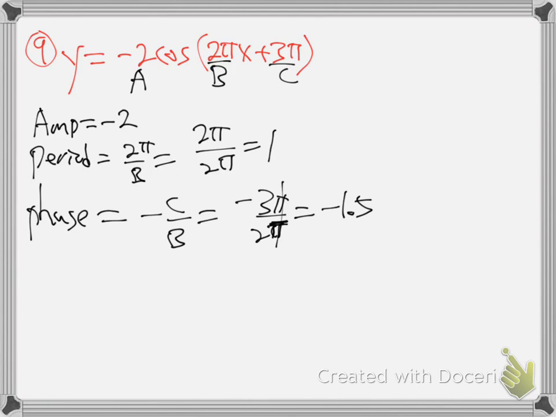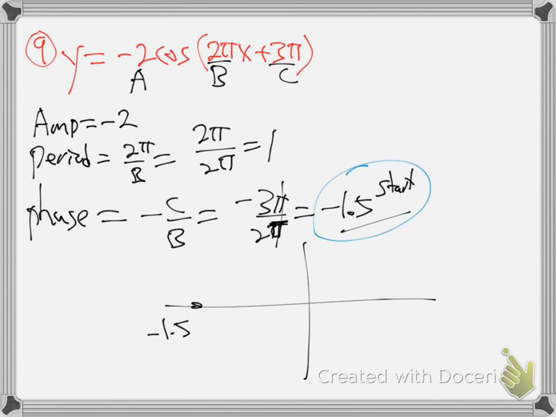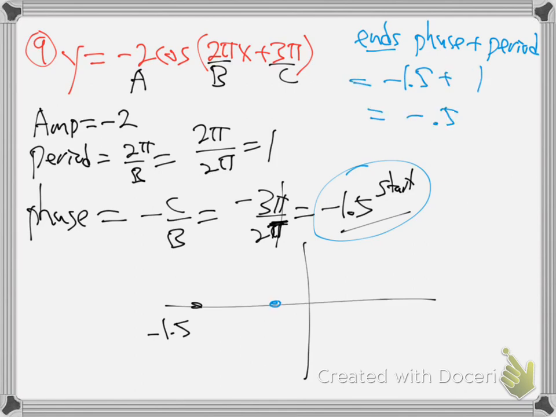So let's go to the graph. What does that mean? The graph starts back at negative 1.5. And where does it end? Remember where they always end. It starts at the phase shift. It always ends at the phase shift plus the period. Negative 1.5 plus the period, 1, is negative 0.5. So it's going to end here at negative 0.5. It goes from negative 1.5 to negative 0.5, one cycle. We good? What does it do in there? It's a negative cosine. Cosine goes up to 2, down to negative 2. So I'm going to put a box here.